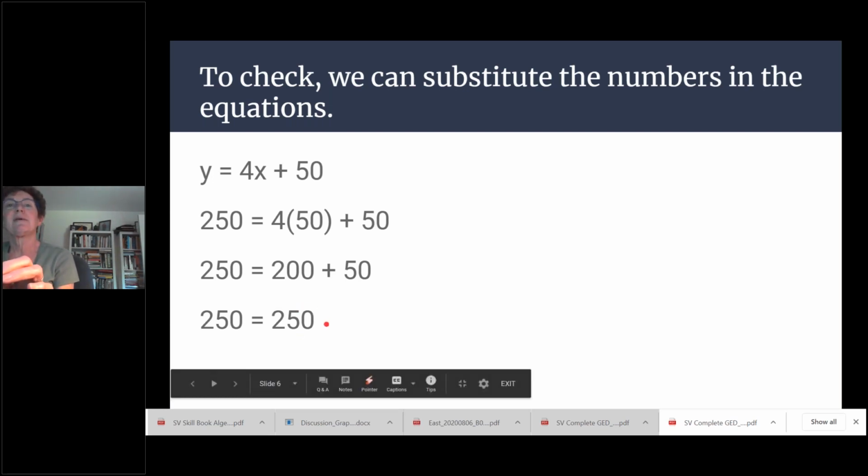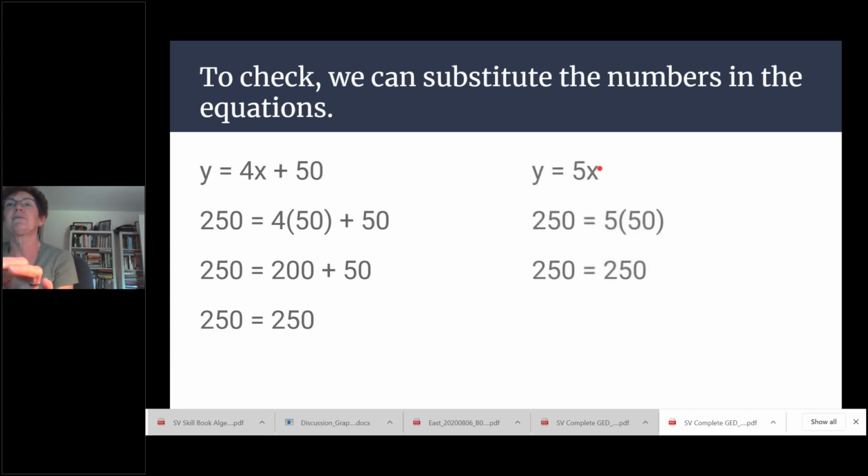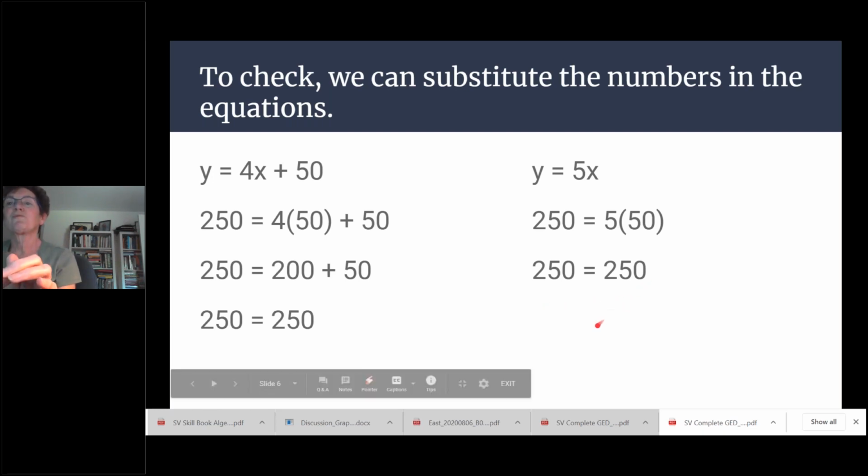So that's Kathy's catering. It works for that equation. Let's see if it works for the Diamond equation. y equals 5 times x. We substitute in 50 for the x, 250 for the y, and then we simplify. 250 equals 5 times 50. 5 times 50 is 250. 250 does equal 250. So we have proven that the intersection point, which was (50, 250), makes both of these equations true.